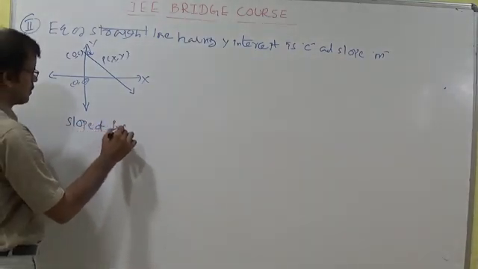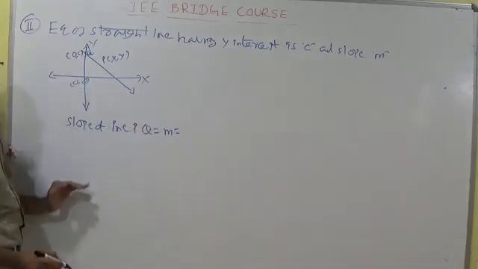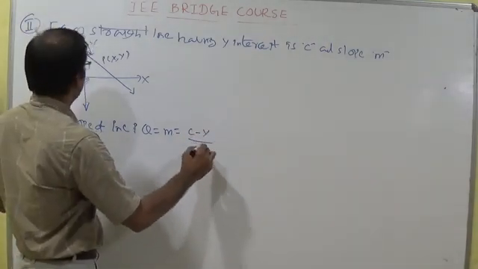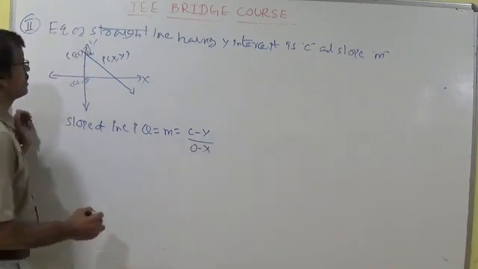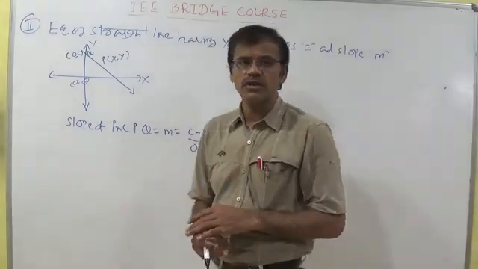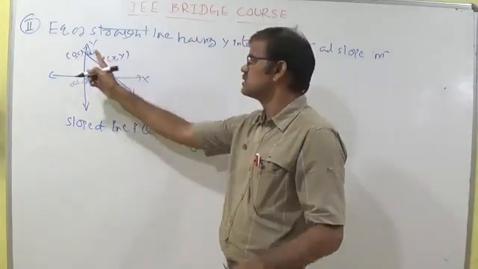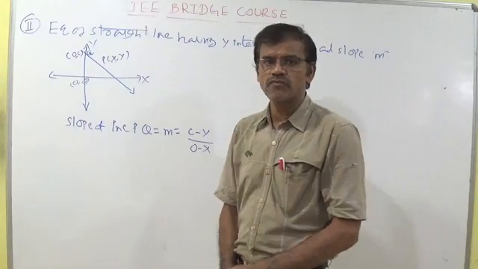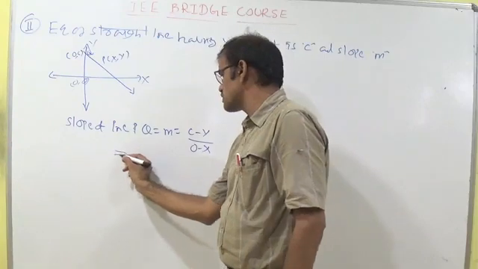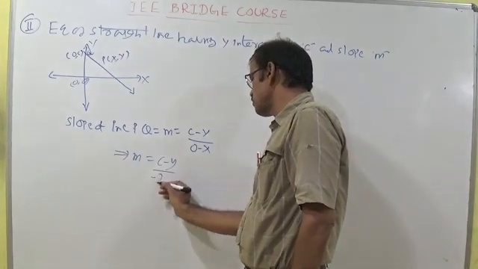the slope of line PQ, which we denote with the letter m. You can write here (c minus y) by (0 minus x). Why? Because the slope is the difference of y-coordinates by the difference of x-coordinates. Here the y-coordinates are c and y. So c minus y by 0 minus x, according to the formula y2 minus y1 by x2 minus x1. That implies m is equal to (c minus y) by minus x.